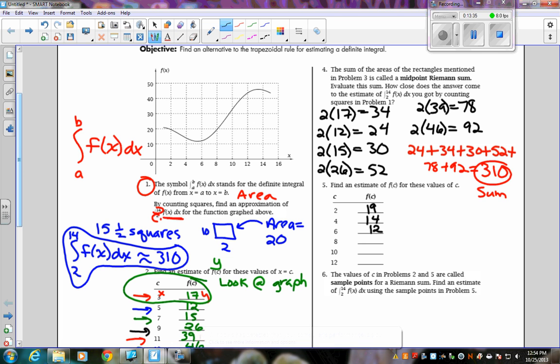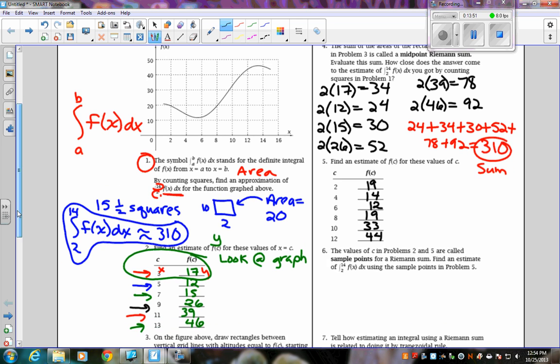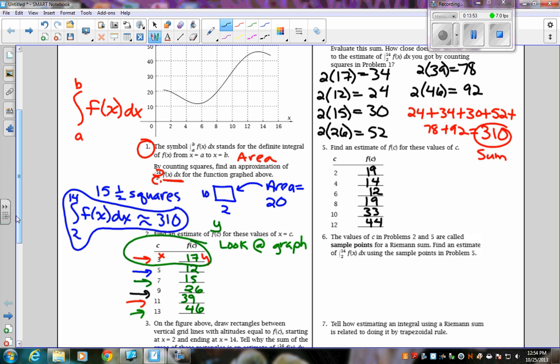When x is 8, I estimated that to be about 19 again. When x is 10, I got that estimate to be about 33. And when x is 12, I got that estimate to be 44. Now, if we look at our table, I'm going to scroll down a little bit. We look at our table that we had in number 2.